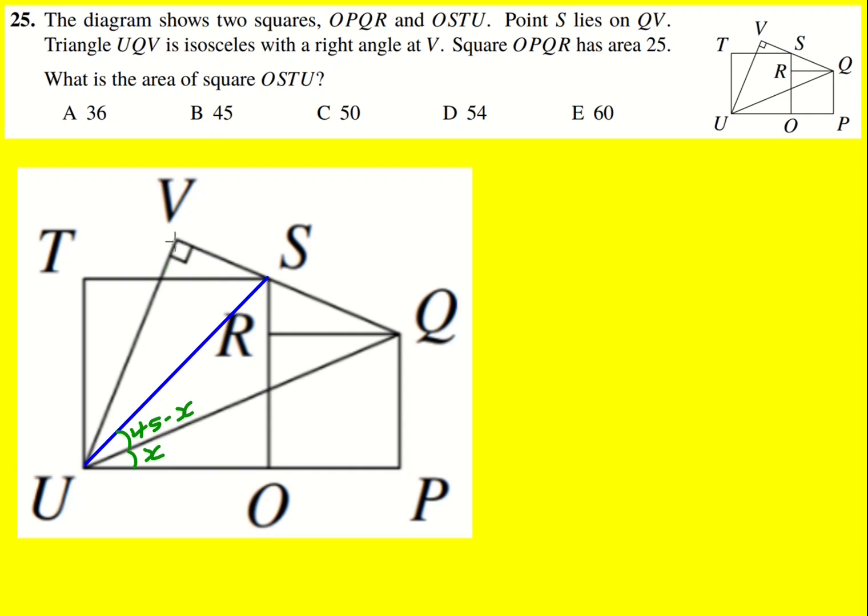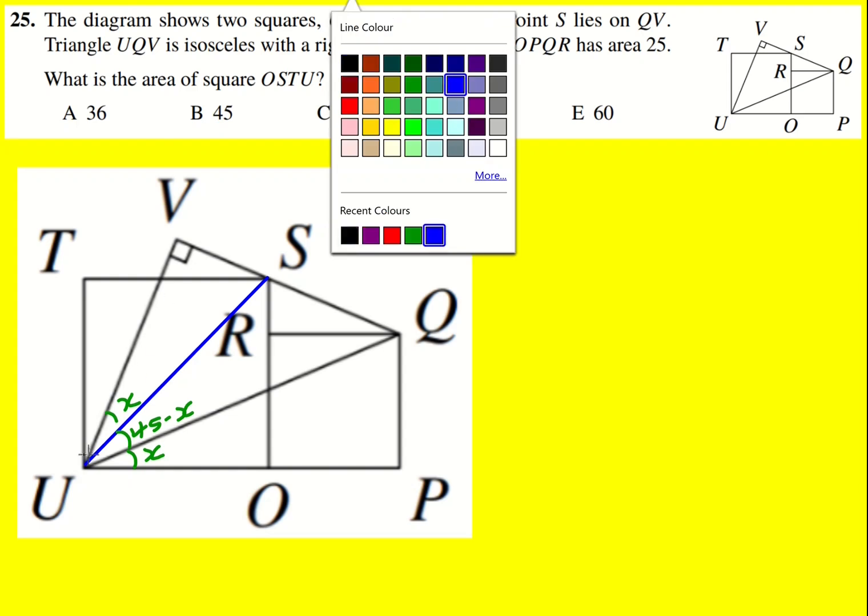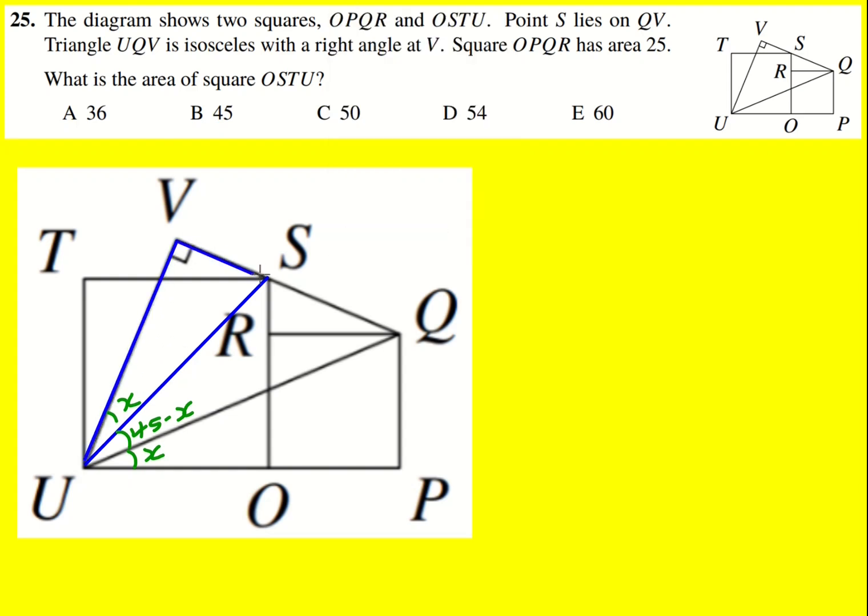But then I know that this triangle here is a right-angled isosceles triangle, so the other two angles in it must be 45 degrees, which means this here is also x, because then these two will add up to 45. And there we go. There are our similar triangles. Let me just highlight them in color. So I've got this blue one.